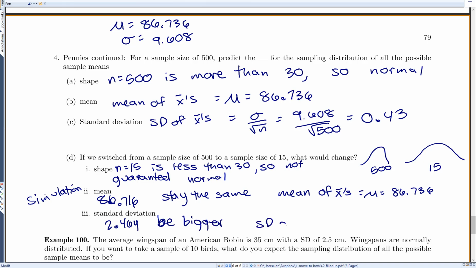You could actually find it, the standard deviation of x bars is equal to sigma over the square root of n. So 9.608 divided by the square root of 500 gives me, sorry, not a sample size of 500, we have a sample size of 15. So if you divide by the square root of 15, you get 2.48. And again, just different because of the simulation.